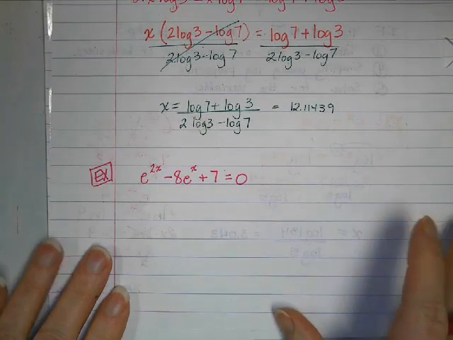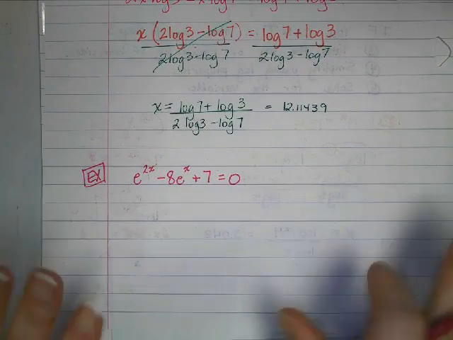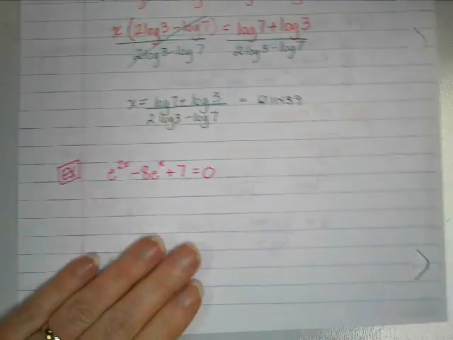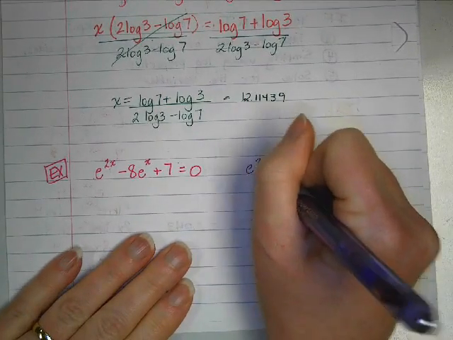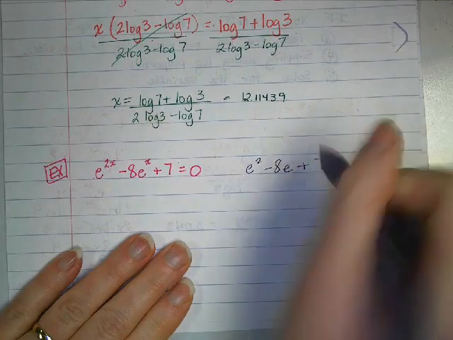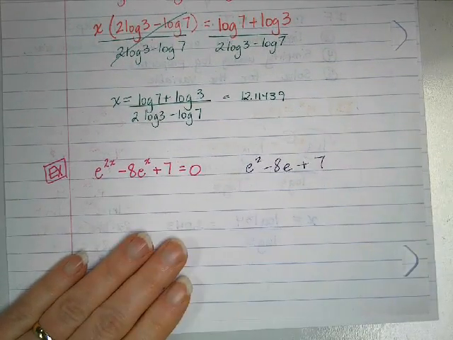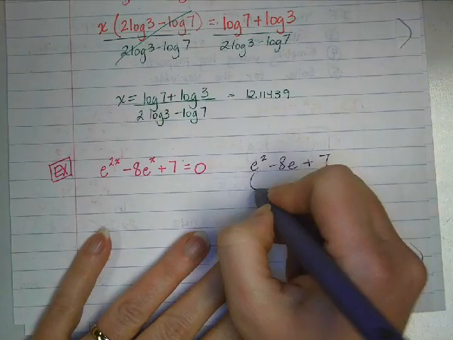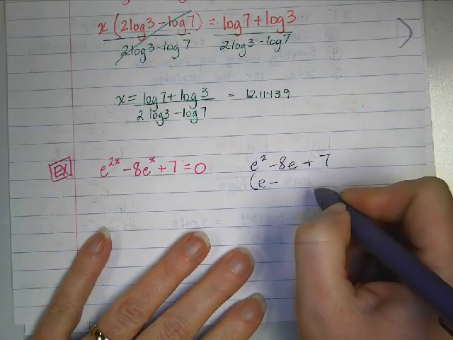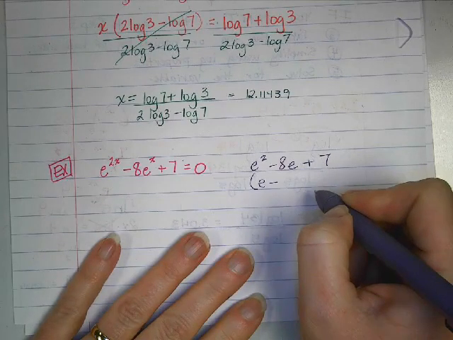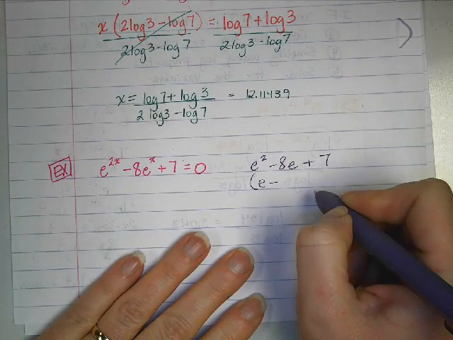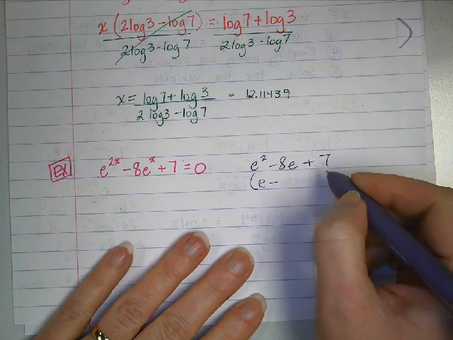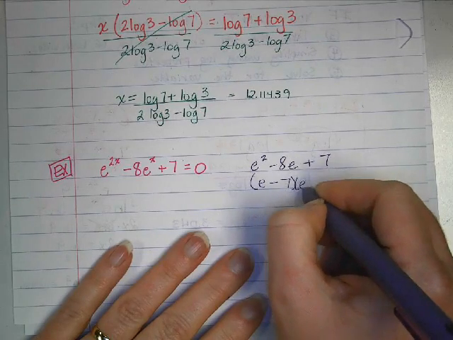Yes, you have to factor it. For just a second, ignore the x's and pretend this is just e squared minus 8e plus 7. Could you factor that? Sure. How would you factor that? E minus 8, or e plus 8, or e minus 1? Looking for 7 and 1, negative 7 and negative 1.